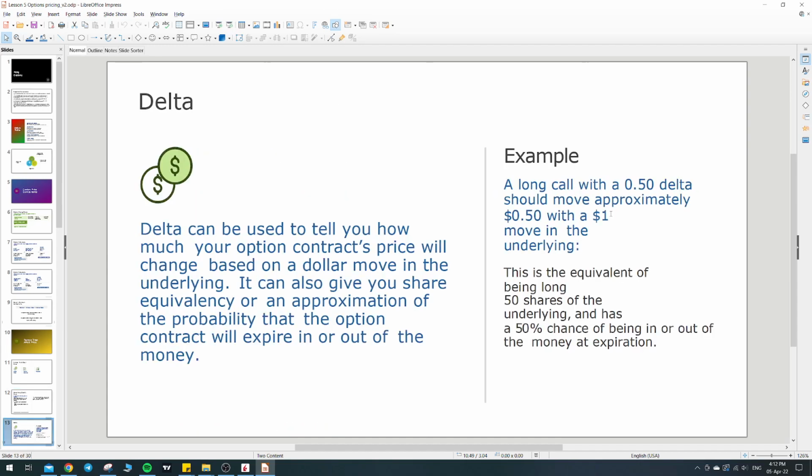The most important factor or element, I would say, in trading options is going to be the delta. The delta can tell you how much your option contract's price will change based on a dollar move. It can also give you a share equivalency, or an approximation of the probability that the option contract will expire in or out of the money.